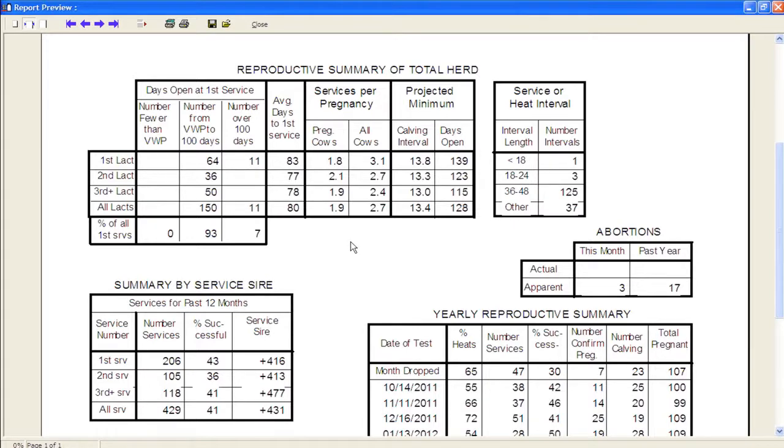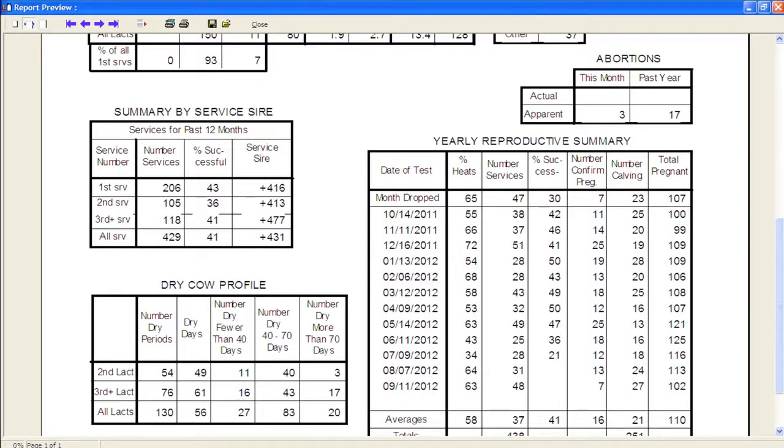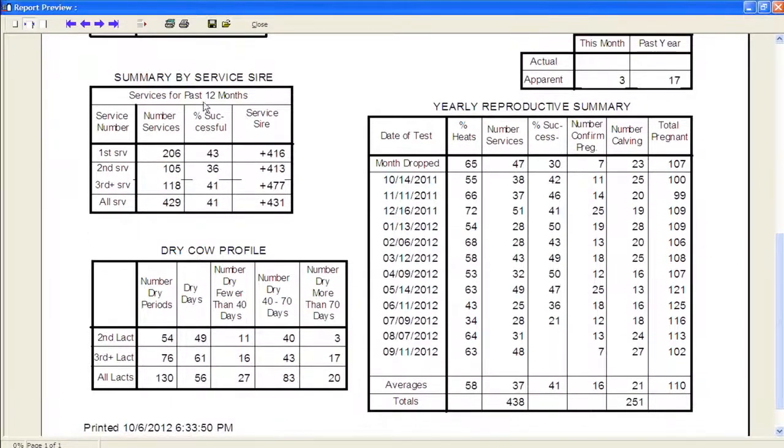As we scroll down to some of the charts here in the bottom of this 801 report, we have a conception rate report here. It's by first service, second service, and third service. You have the number of breedings that are performed on a 12-month basis, and then you also have the net merit dollars of the service sires. So we're using over $400 bulls on average, and some of them are even a little bit higher on a net merit dollar standpoint. The dry cow profile sits down here in the lower left-hand corner.